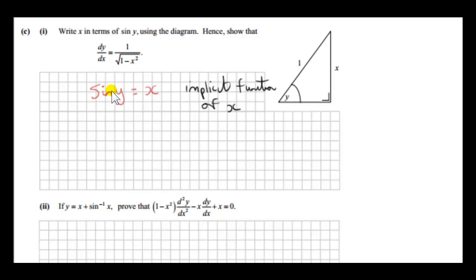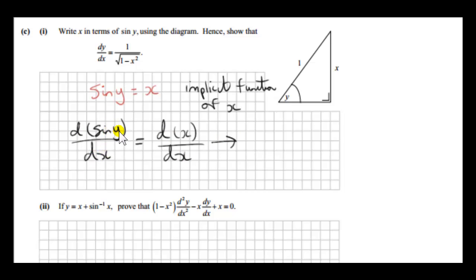So to get dy/dx, we have to use what's called implicit differentiation. So we differentiate both sides with respect to x. We differentiate the right hand side. Well, the right hand side is just a single term. So I put d/dx in front of both sides. So how do we differentiate sine of y with respect to x? Well, we use the chain rule.